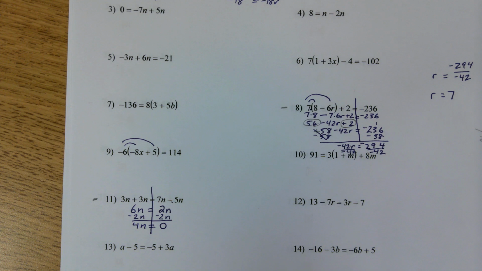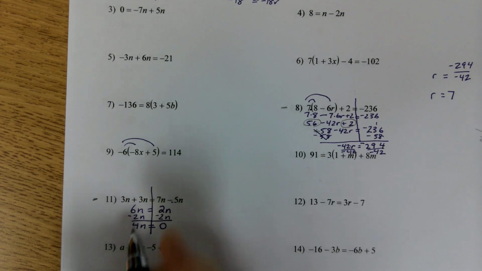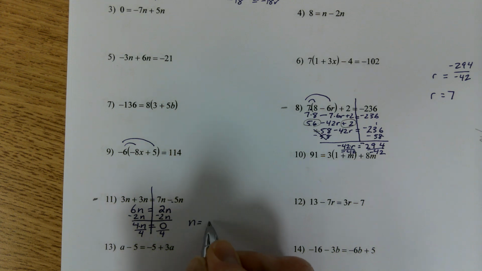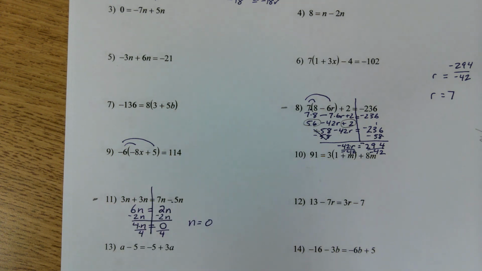Now this one's different because we don't do a lot of problems with zeros. So I need to get n by itself. N is connected to the 4 by multiplication, inverse or opposite of multiplication's division. So n equals 0. 0 divided by 4 is 0.